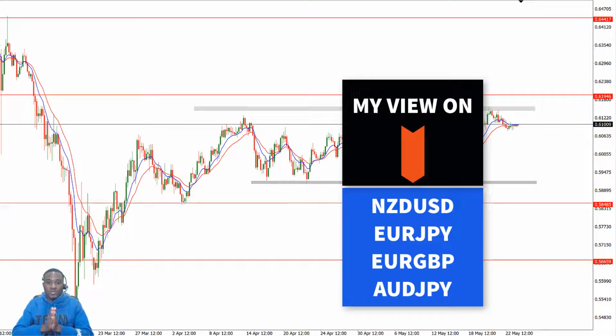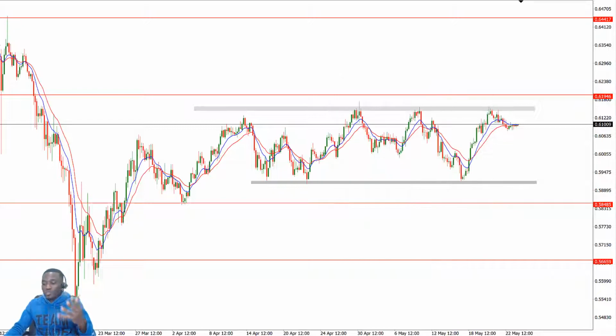We also have to take into consideration fundamental factors that can affect our trade decisions on the currency pairs. Right now, most of these currency pairs are not at the right time for you to get into a trade. For example, right here I have the New Zealand dollar against the USD. I want to quickly analyze it.